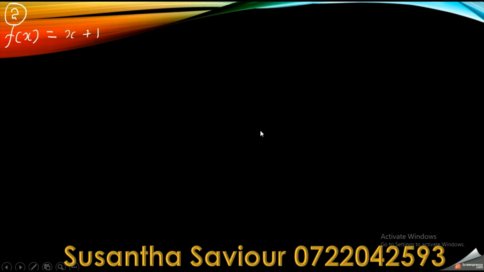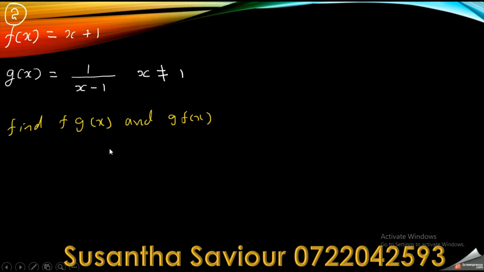f(x) equals x plus 1, g(x) equals 1 over x minus 1. Here a domain restriction is there. Now you know what it is, right? x is not equal to 1, and then again we are looking for f(g(x)) and g(f(x)), right? Then f(g(x)) is, in the function f you apply g. Instead of x you apply g, which is 1 over x minus 1, right?